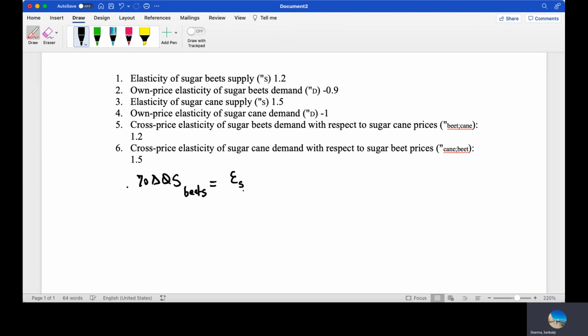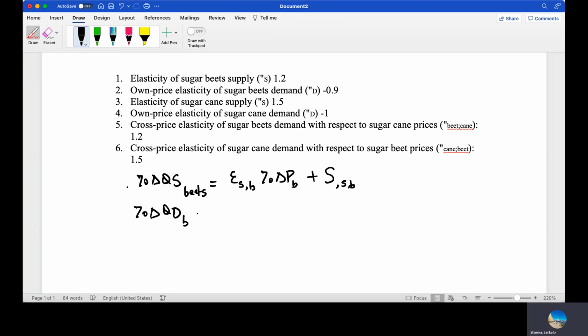So now you have to remember that you can't just make it elasticity of supply because there's two markets now. So make sure you actually label stuff. So I'm just going to use B for beets and then C for canes times the percentage change in price for beets, and then plus whatever the supply shock is for beets. So that's SB.